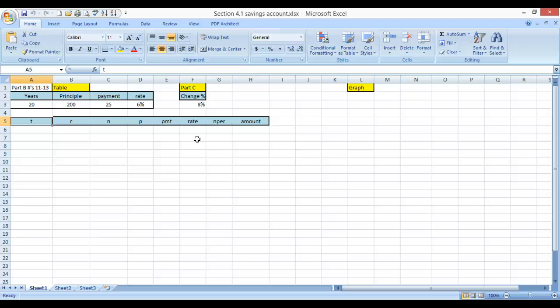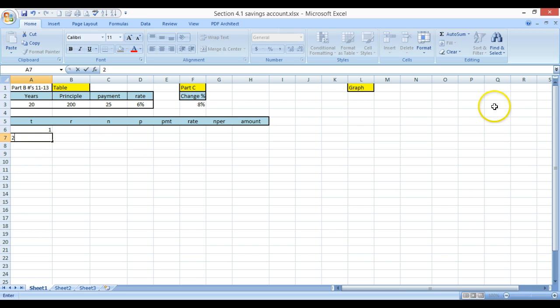So we have T for the time, R for the interest rate, N for the number of compounds, P for the principal, PMT for payment, and rate, which will coordinate with the future value function of Excel. N per is the number of periods, and the amount will be the Excel function calculating.